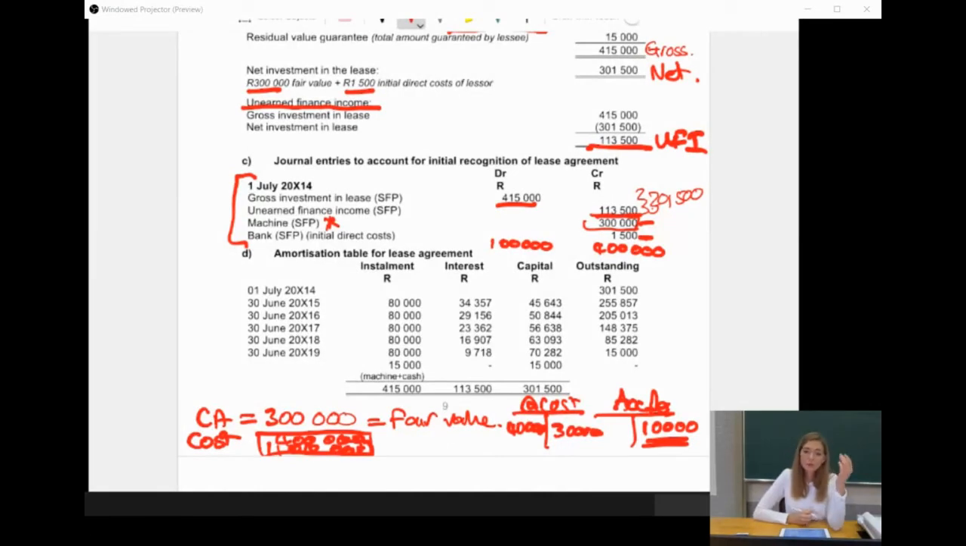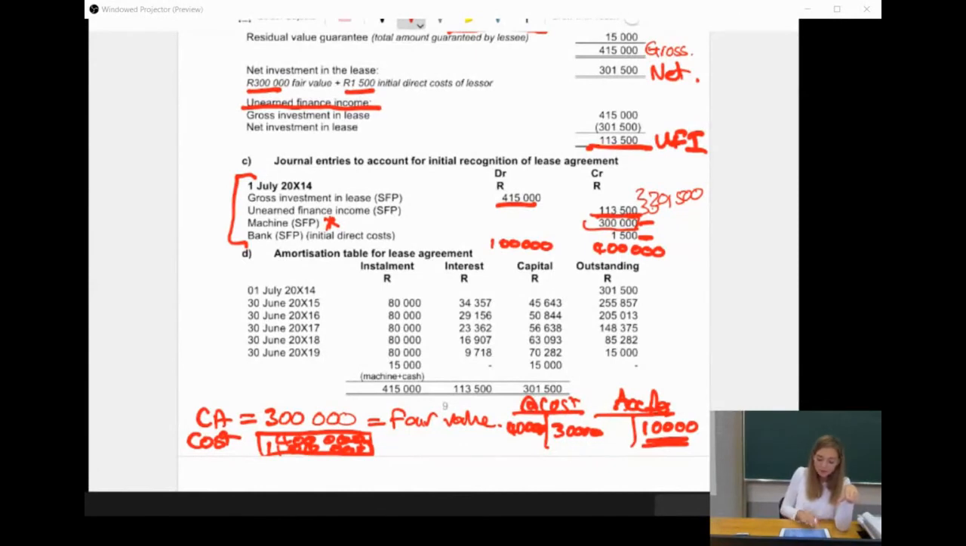Okay. IS 40 question. Park that question right there. We'll get to that. Okay. So what we also see here is the amortization table for this transaction.